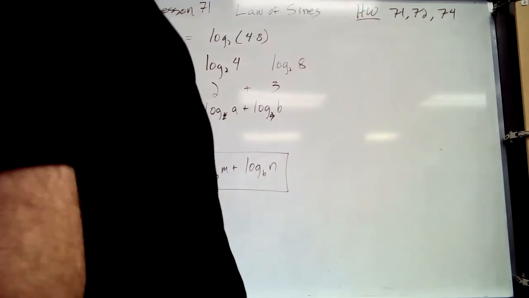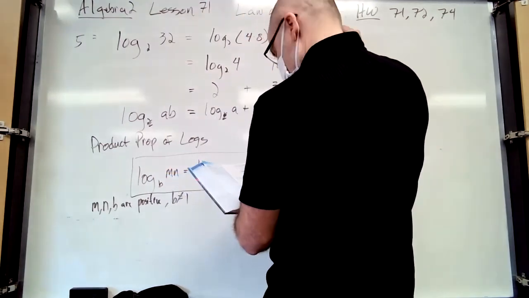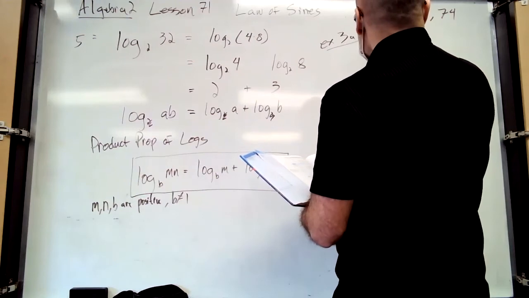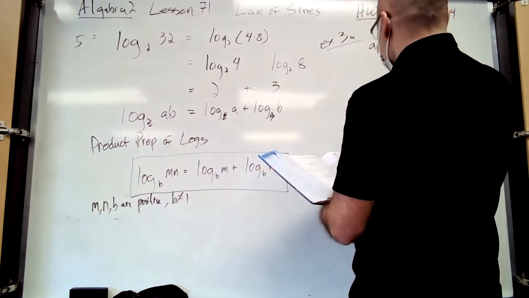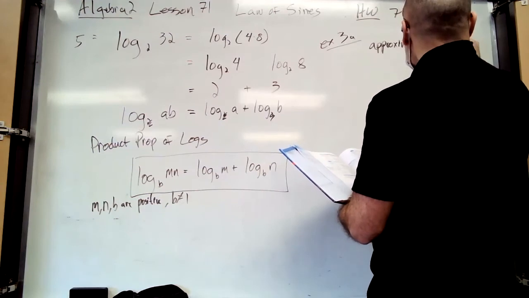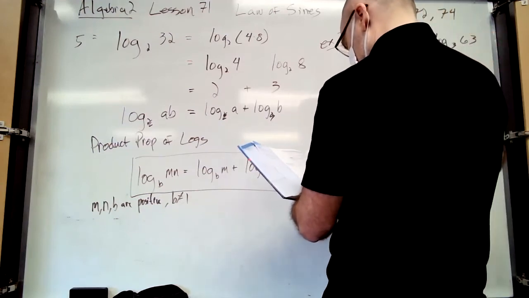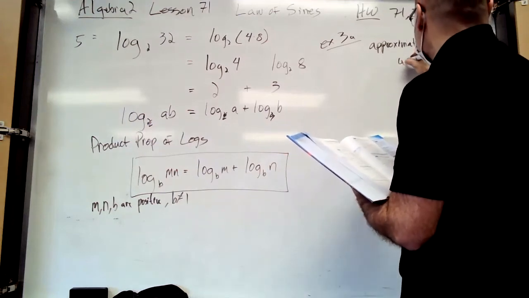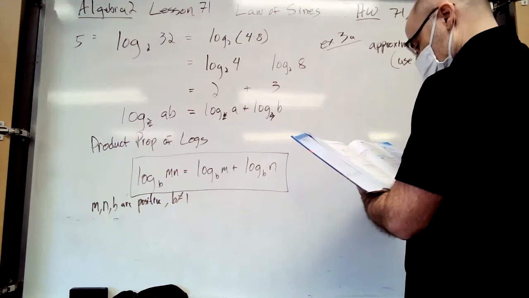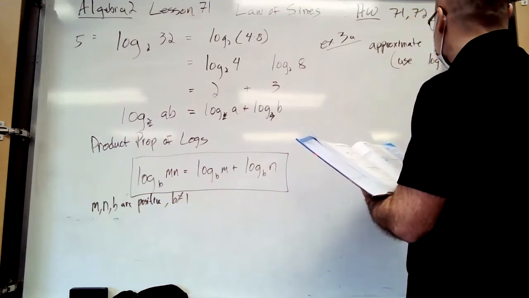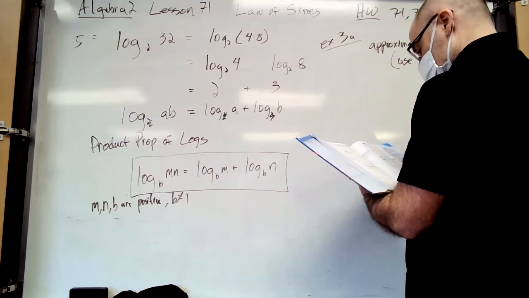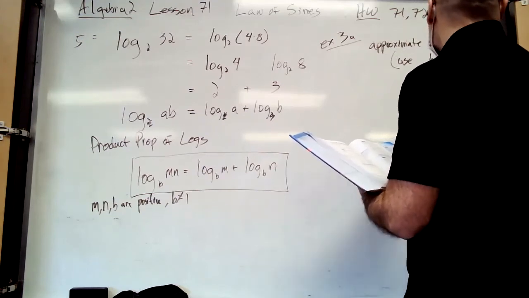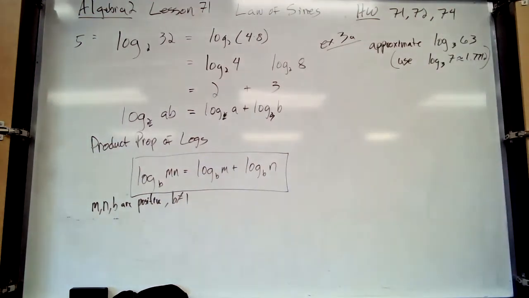So you can approximate the value. So if I do an example here, example 3a, I'm going to approximate log base 3 of 63. I'm going to use this. They're going to give me a hint here: log base 3 of 7 is approximately 1.7712. Okay, well, why does that help me?